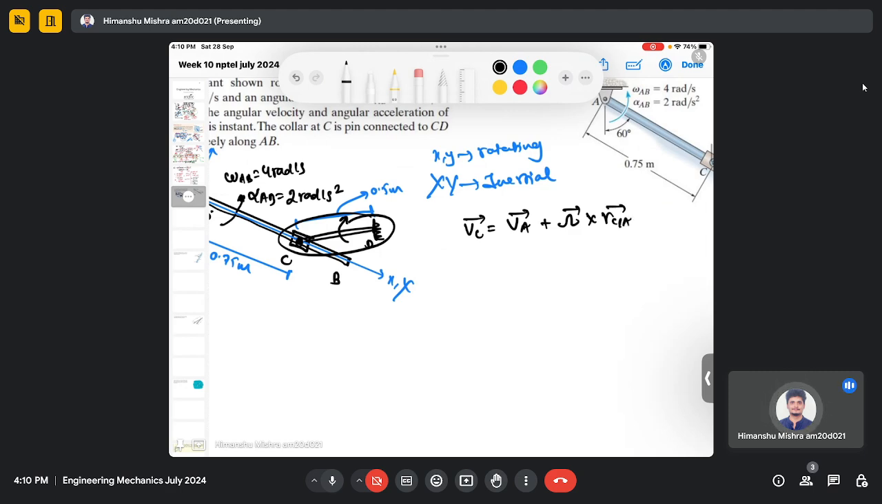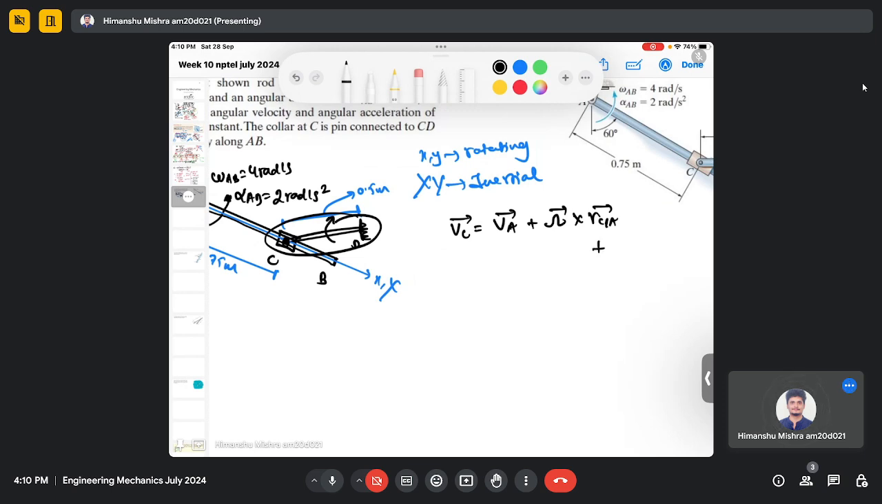Okay, so this expression we already discussed in the beginning of class and also in the previous lecture, right? So this is the velocity of point C in the inertial frame, that is in the capital XY coordinate, and this is my velocity of A in the inertial frame, right? And this is the relative velocity in the rotating frame, the small x y axis. And this is also in the inertial frame, right?